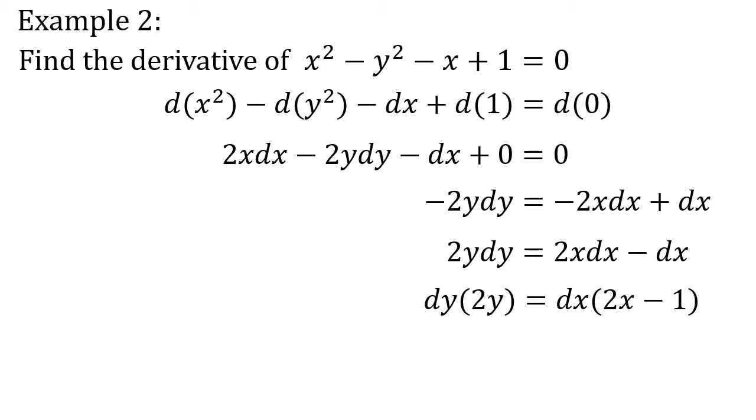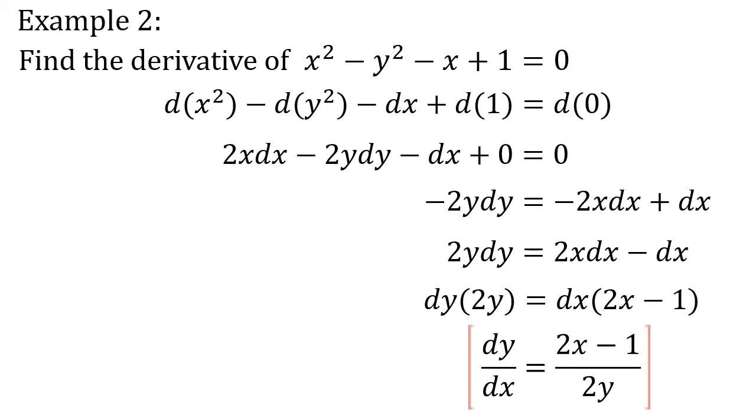It is actually similar to what you call cross multiplication. So just imagine that there's an imaginary over 1 here, over 1 here. So multiply dx to 1 here and multiply 2y to 1 here. So it will become dy over dx equals 2x minus 1 all over 2y. That's our final answer. Okay?